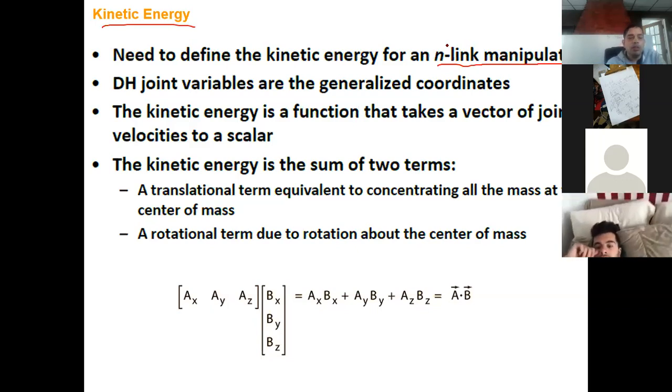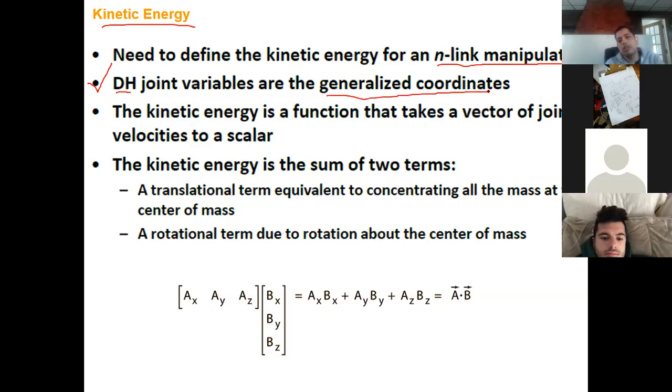Okay. Now I want to emphasize here that DH joint variables, you know what DH is, right? Denavit-Hartenberg joint variables are the generalized coordinates. So we already know about the DH convention. In the DH convention, whatever we have as joint variables, those joint variables are generalized coordinates. Okay.